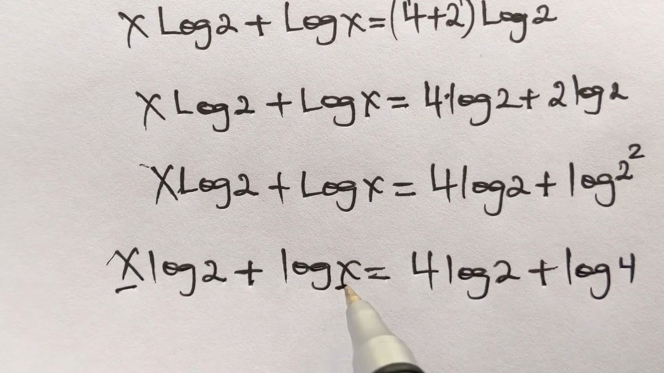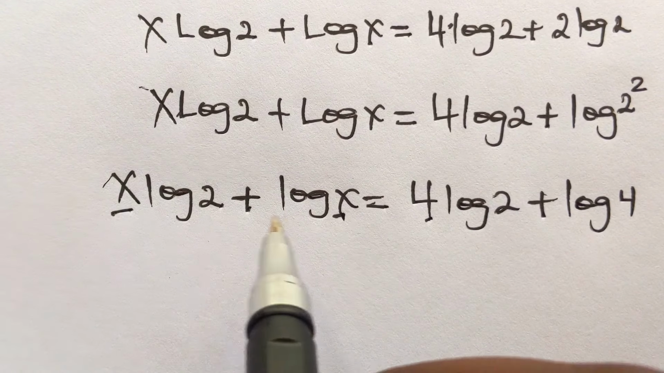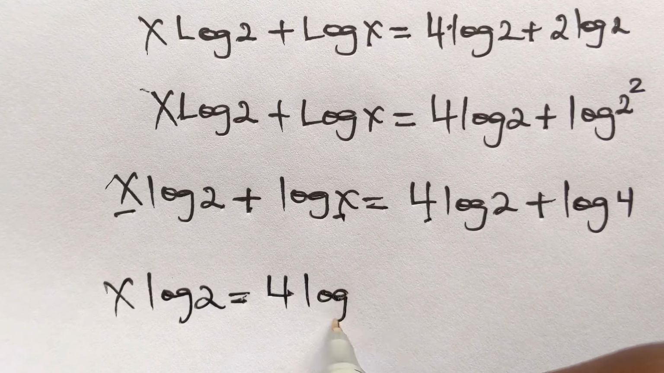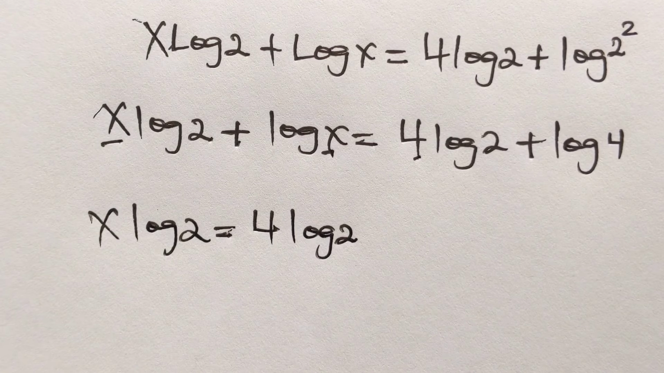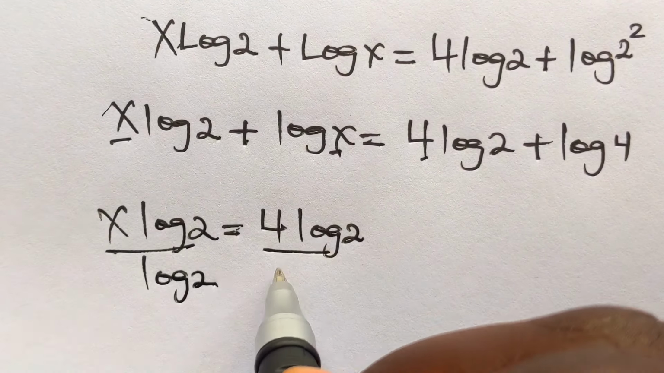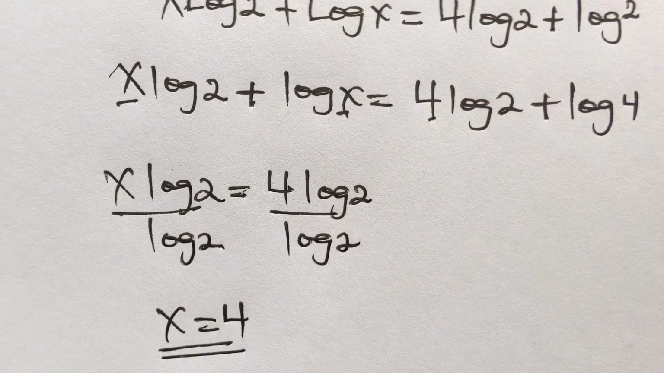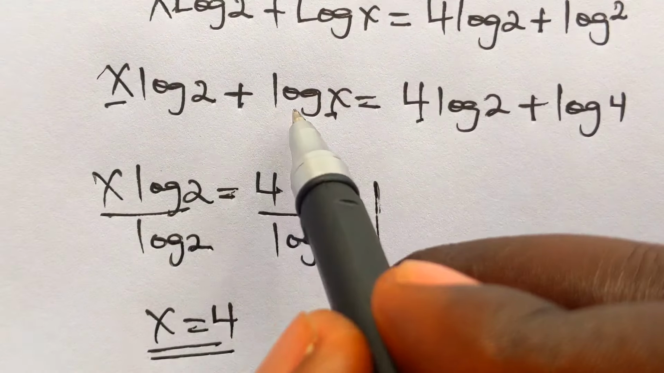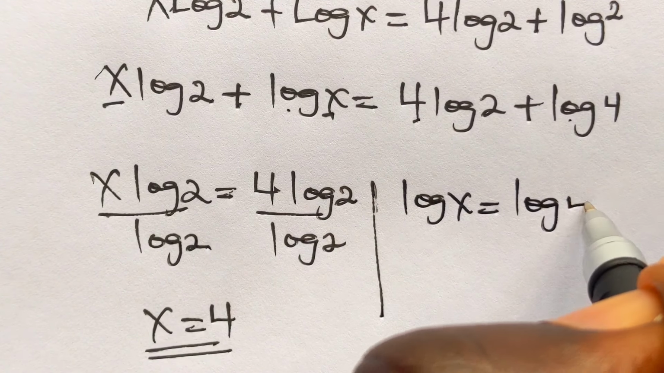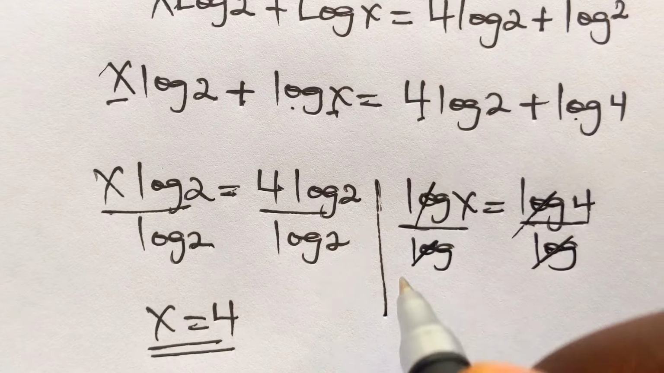this x must be the same. We have 4 and 4, we can compare each side. x log 2 to be equal to 4 log 2, so we shall divide by log 2 and divide by log 2 to get x which is equal to 4. And here we shall equalize this one and this. Log x will be log 4, divide by log, get x which is equal to 4.